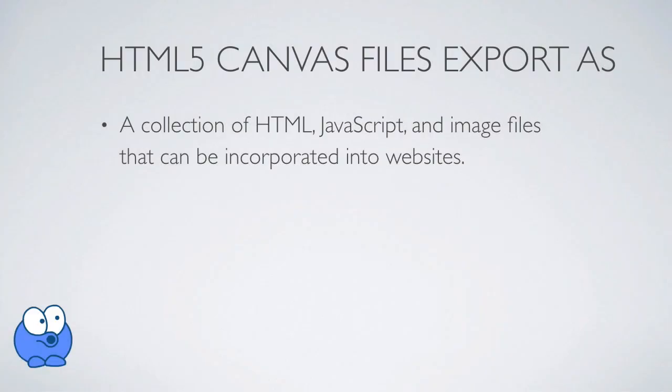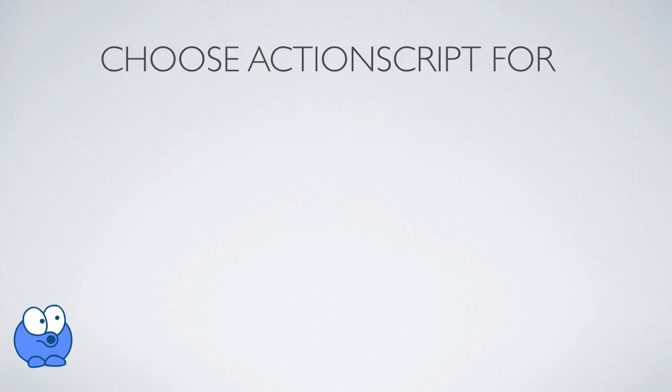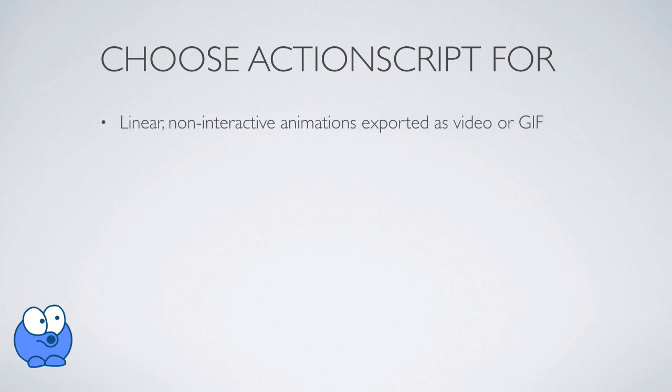So now that we've established the type of files that the HTML5 canvas document exports, I also want to point out that you can take your HTML5 animations and export them to video and GIF. So now let's jump over to why would we choose the ActionScript document type? Well, we choose that primarily for linear, non-interactive animations exported as video or GIF. And this is basically any type of animation that you're just going to sit back and watch passively.